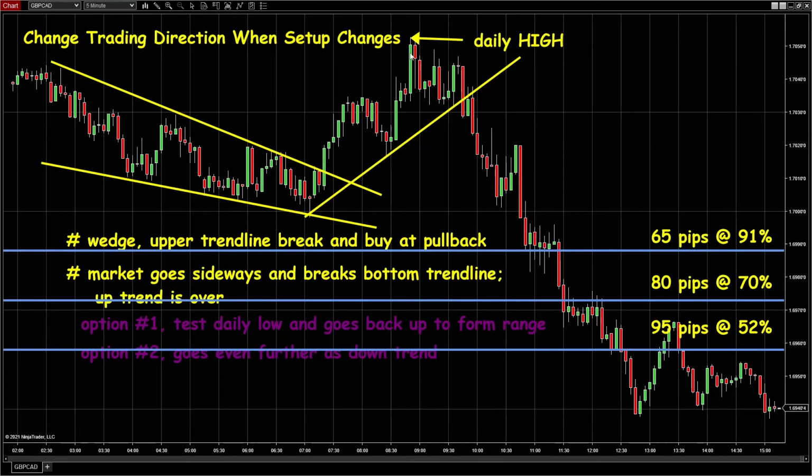So this is the daily high. If we take this as the high, and then we calculate the levels for 65, 80, and 95, you can see these three lines here. At this moment, we are testing the previous daily low, and you can see that 91% of the time, if it goes down, it can hit this level. And 70% of the time, it will hit this level, and 52% of the time, it could hit this level. Which level you choose is up to you and based on your strategy.